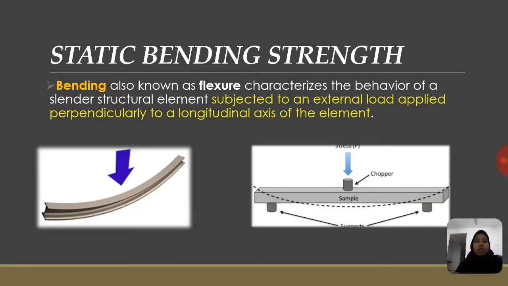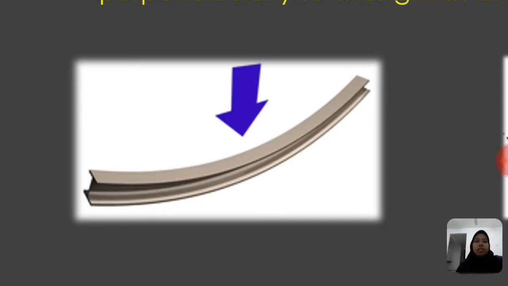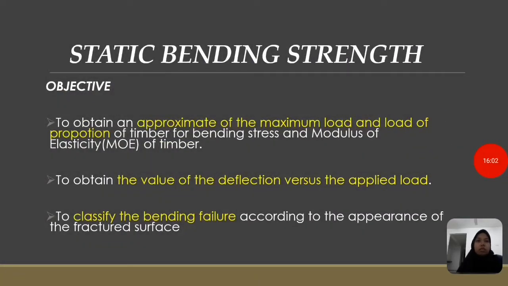For static bending strength. Bending, also known as flexure, characterizes the behavior of a slender structural element subjected to an external load applied perpendicular to a longitudinal axis of the element. Kita dapat lihat daripada gambar ni, daripada timber yang tegak, kalau kita bagi external force dekat bahagian tengah, dia akan bend seperti gambar ni.